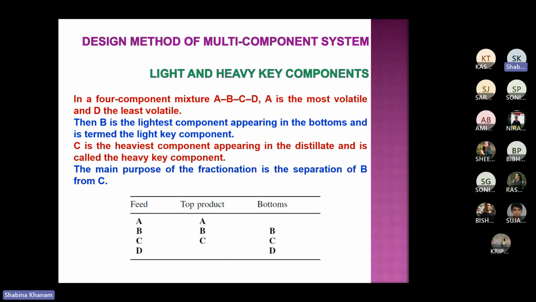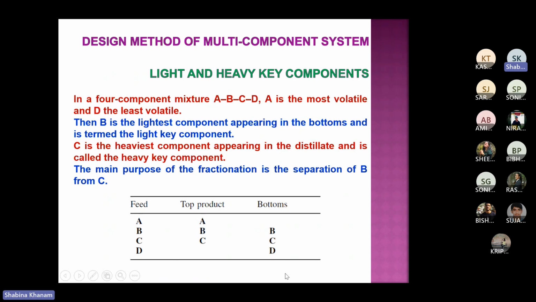So based on that, we decide the light key and heavy key component. If you have any confusion, please discuss. I understand this is new to you. In this way you can define the light and heavy key.